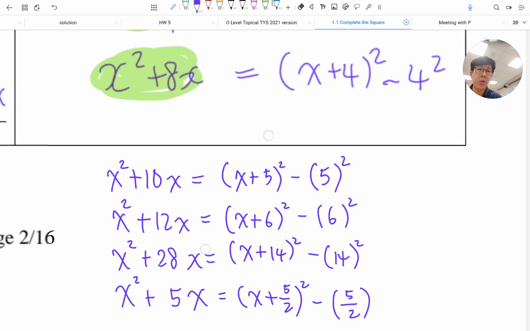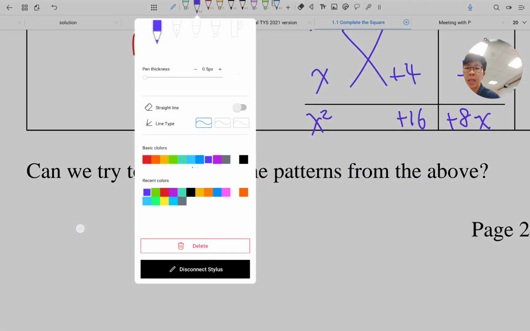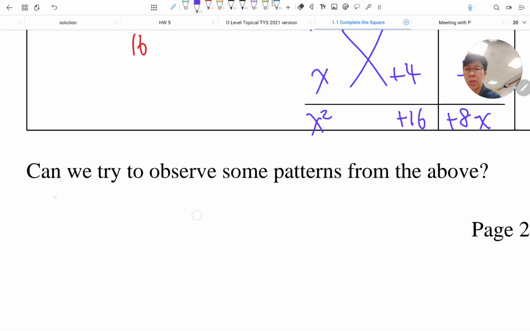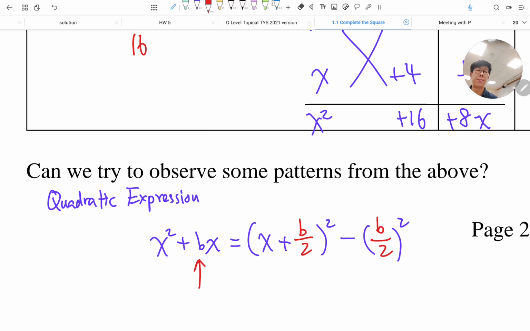So I can conclude something, you know. What is the pattern that we can see? The pattern is this. If you are given a quadratic expression of the form x squared plus bx, whatever number the b is, you can rewrite it as bracket x plus, minus bracket square. Now in the empty space, you will write this b, but you must divide by 2. So this is the pattern.